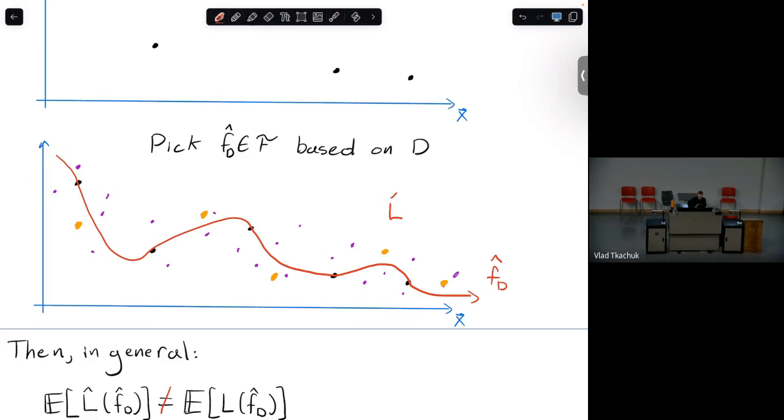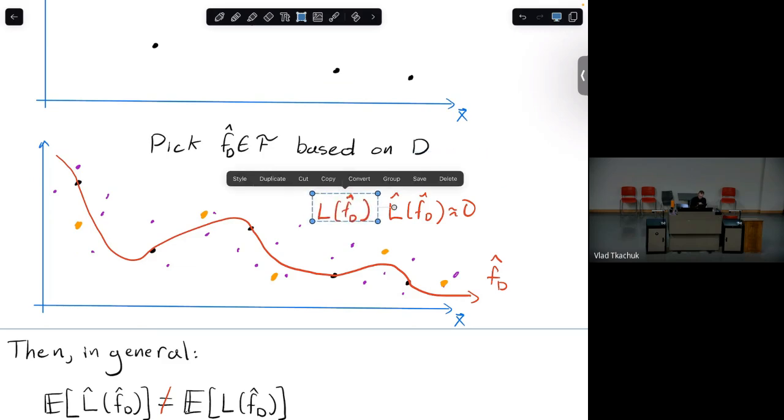that the L hat, your estimated loss of this F hat guy, is going to be approximately 0. You fit the data almost perfectly. But you can see in reality, the true L of this F hat guy is definitely greater than 0. Maybe I put it here: really this guy is greater than this guy. You can see if you get new data, you're not fitting it as well as you thought.